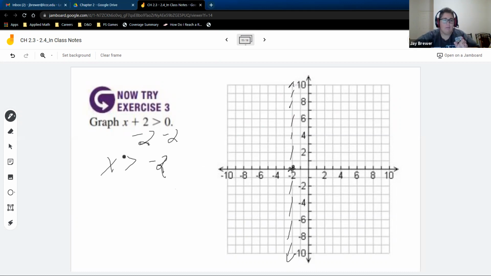You can also use the cheat that because our variable's on the left, you can just know that if it's facing the right, then you're going to shade to the right. You can verify that, obviously, by doing a test point. Even if we did a verbal test point, if you use 0, 0 is greater than -2. That is a true statement, so we're shading this way. And that's it for this one.